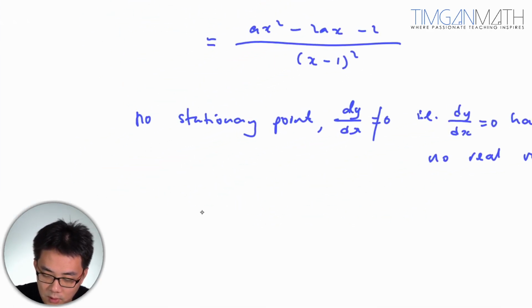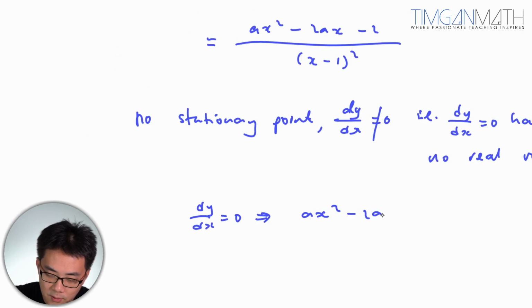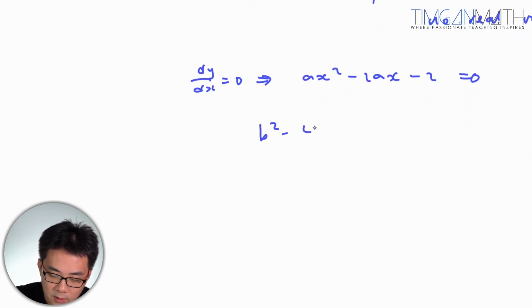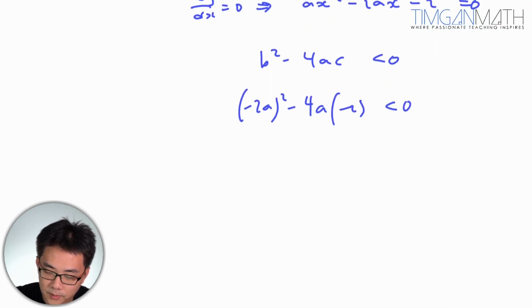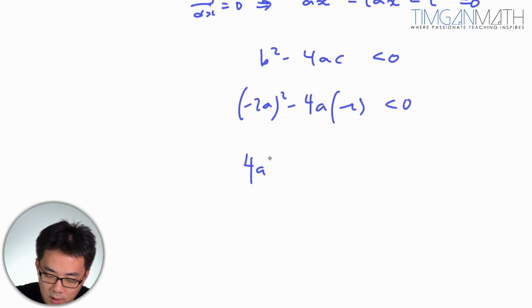So in this case here, when dy dx equals 0, we know that the numerator will be 0. Then what we get is b squared minus 4ac is less than 0. This is minus 2a squared minus 4ac, which is negative 2, less than 0. And that will be 4a squared plus 8a less than 0. So 4a, a plus 2 less than 0.